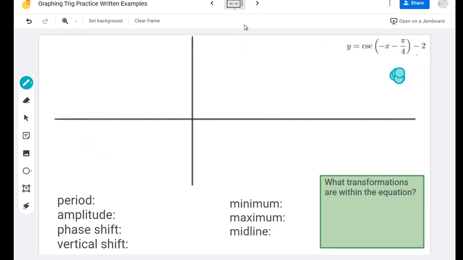Alright, now we're going to do the cosecant, and then I will call it quits because this is a very long video. So for the cosecant, first what we're going to do is figure out, the cosecant is the opposite of the sine function. So I'm actually going to start by graphing a sine function and then use that to help me with my cosecant, alright?